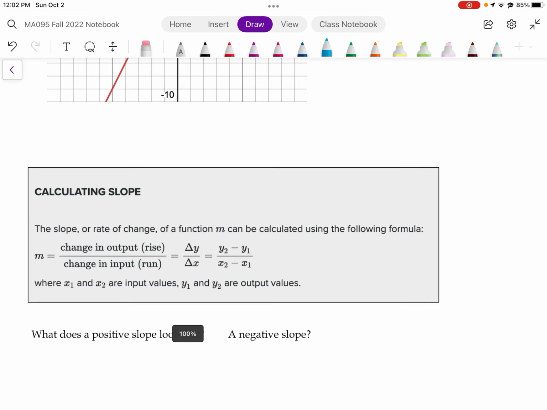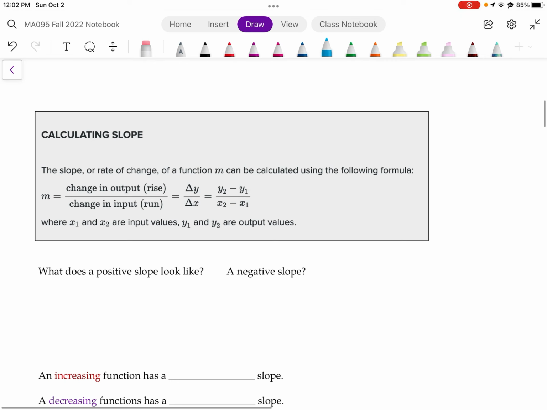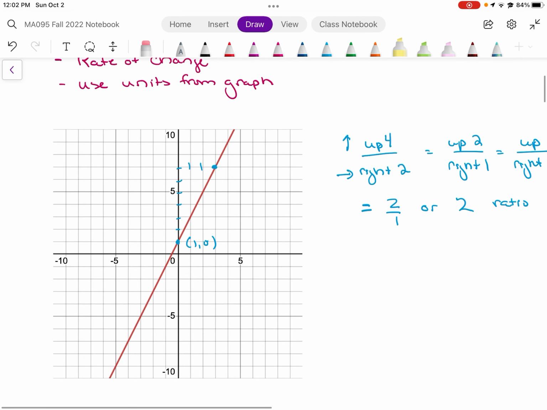All right, so calculating slope. The slope or rate of change of a function can be calculated using the following formula. So remember, we've used some different words, slope, rate of change. Right? It's going to be a change in what we call output, right? That's the rise. So don't forget the output is this one here, output. And the input is this one. This is X and this is Y. Okay? This is Y. So output, input.